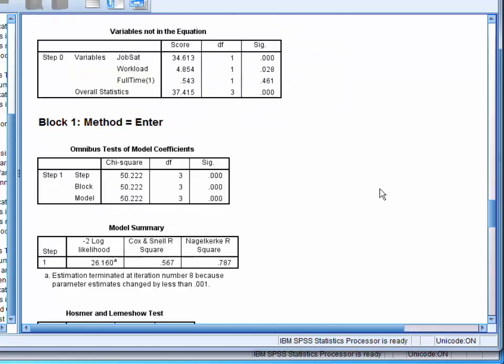The omnibus test of model coefficients in block 1 shows how the model changed when the predictor variables were added. We can see that the chi-square value is significant in the modeled row, which indicates that adding the predictor variables significantly improved the ability of the model to predict the employees that would leave. The model summary table underneath gives R-square equivalents for the logistic regression. Generally, both are reported.